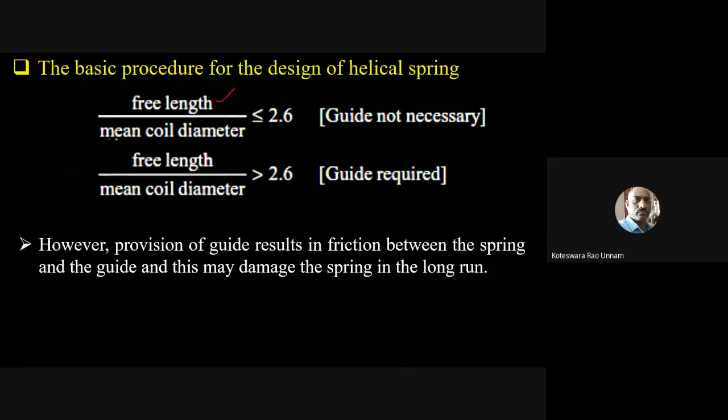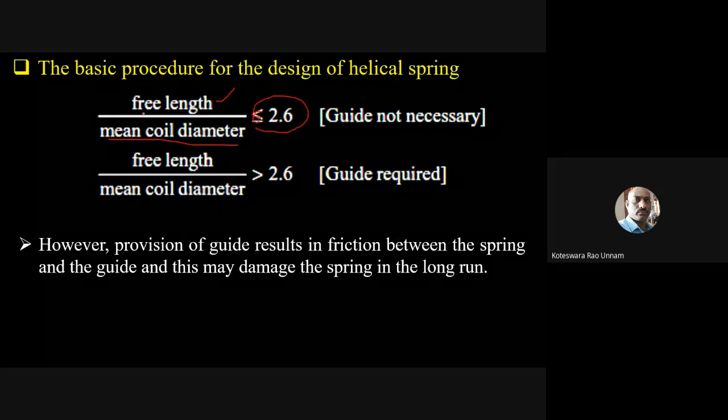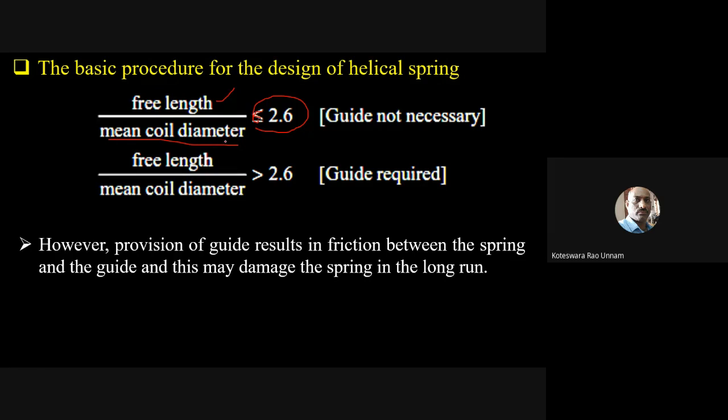Free length by mean coil diameter is less than or equal to 2.6. If free length divided by mean coil diameter is less than 2.6, then a guide is not necessary. That means the spring is not going to buckle under this condition. The spring is already buckle proof, so there is no need to design anything for buckling. That's why we are not discussing buckling.